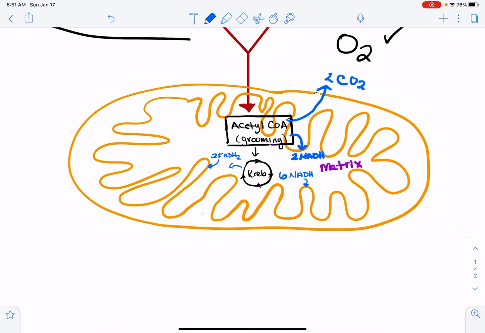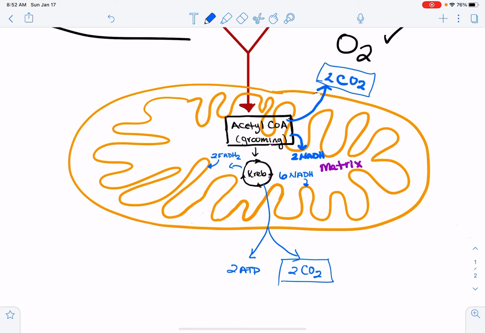Additionally, from the Krebs cycle, I'm going to produce 2 ATP and 2 CO2 molecules, carbon dioxide. So I can see that all of my carbon dioxide is coming from my mitochondrial matrix. So when I exhale out, I'm exhaling carbon dioxide that's coming from the matrix of my mitochondria.